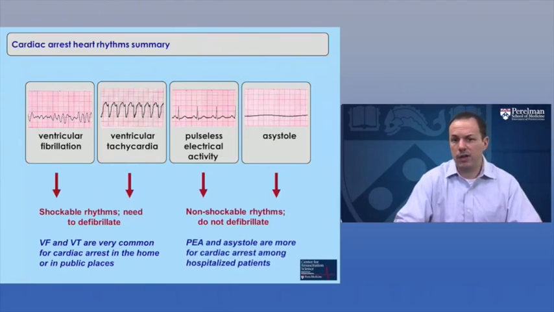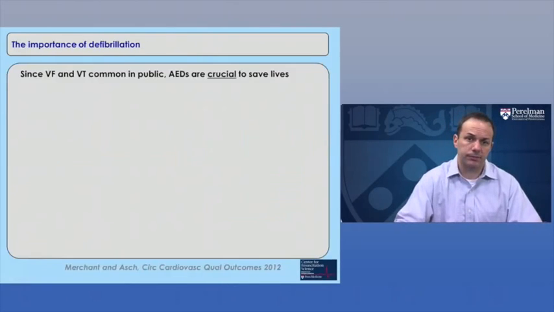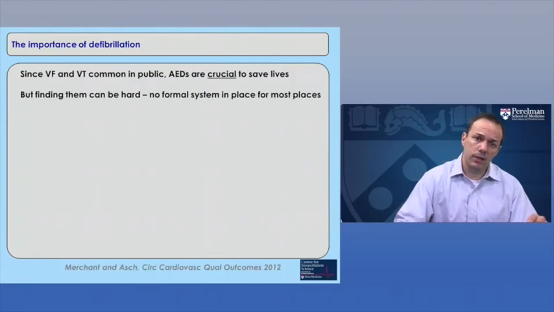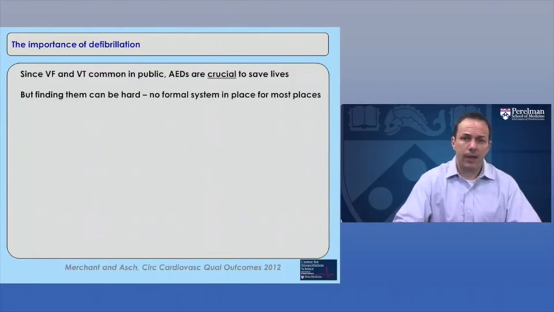In contrast, PEA and asystole are less common in the public sphere, but much more common among hospitalized patients. So if someone collapses in the hospital, they may have PEA or asystole, and that's more typical, and a defibrillator is less helpful when used in the hospital setting. So AEDs are crucial to save lives, and there's been a lot of work looking at this. However, finding them can be difficult. If you think about it, how would you know where the nearest AED is if your life depended on it, or the life of a loved one?